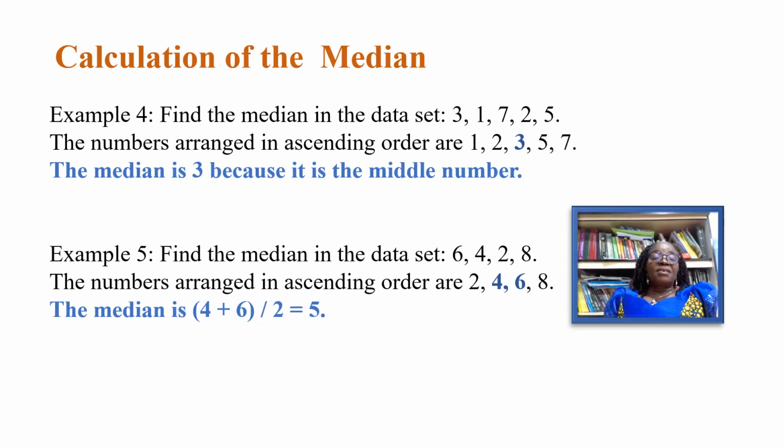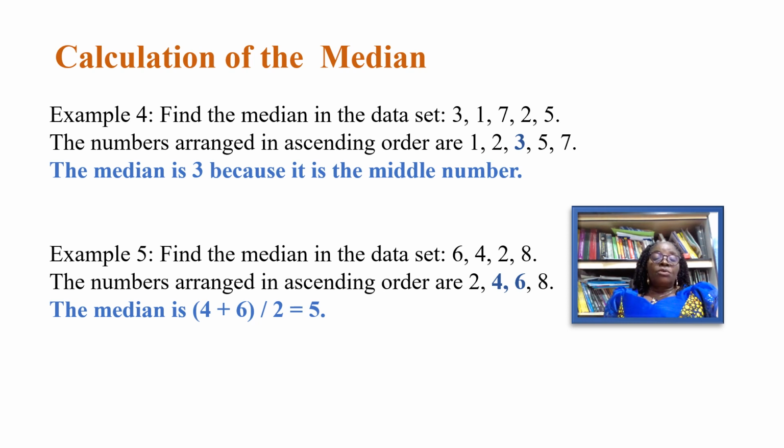Calculation of the median. Note, if the dataset contains an odd number of observations, the median is the middle number. For example, find the median in the dataset 3, 1, 7, 2, 5. Remember, you have to arrange the numbers in ascending order as 1, 2, 3, 5, and 7. So for this dataset, the median is the middle number, which is 3.